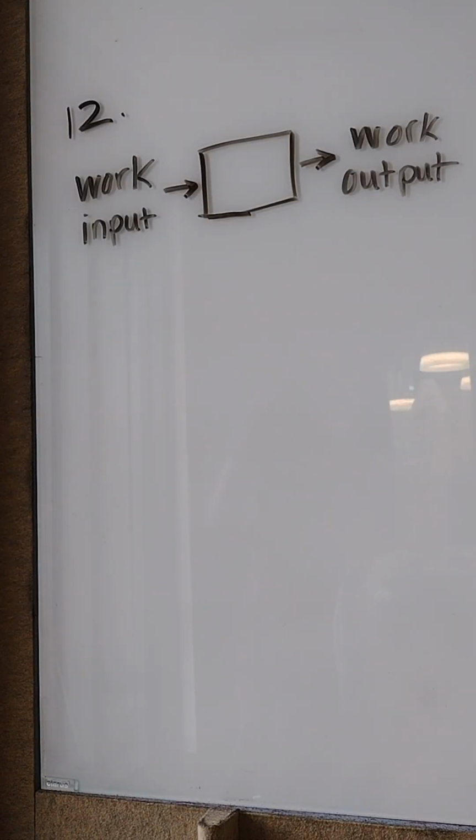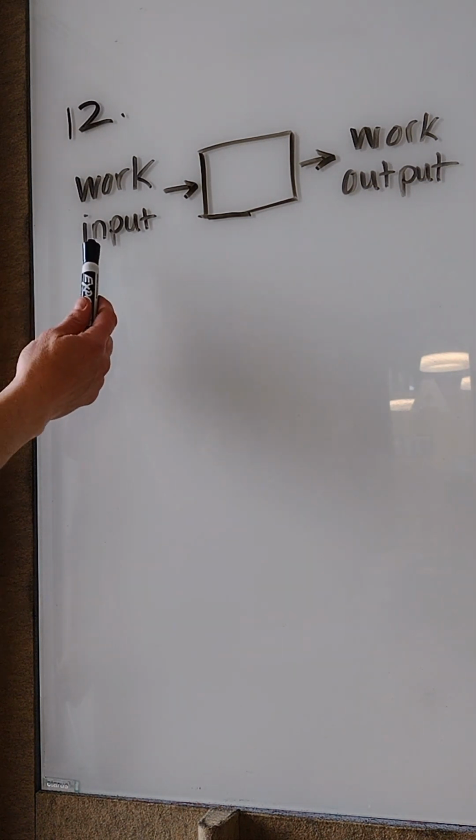Number 12, how is the work output of a machine related to its work input? You have a choice A, work output is always less than the work input. Work output is always greater than the work input. Work output is about the same as work input, or work output is always 0. So think about this. There's a reason why the answer is correct. So you figure out your answer first.